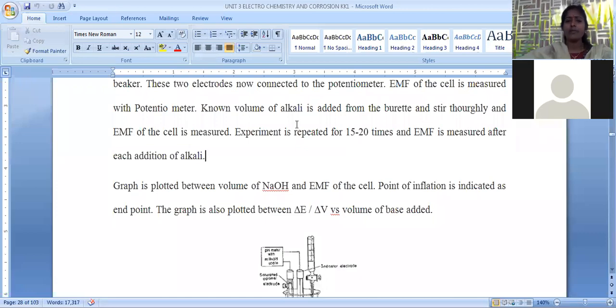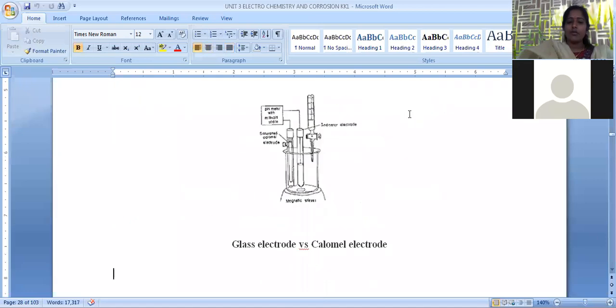value. Here no indicator is required. We take the acid and measure the initial EMF value without addition of NaOH. Then, after measuring its EMF value, 1 ml of NaOH is added from the burette. When 1 ml NaOH is added, again we measure its EMF. After measuring the EMF, the similar titration is repeated 15 to 20 times. Each time we have to measure its EMF value. After getting all the readings of this instrument, now we have to plot the graph.